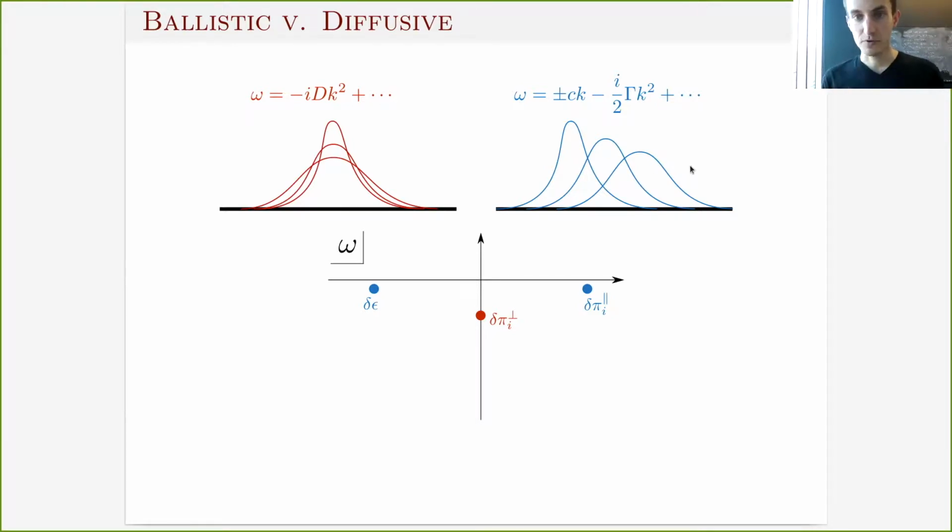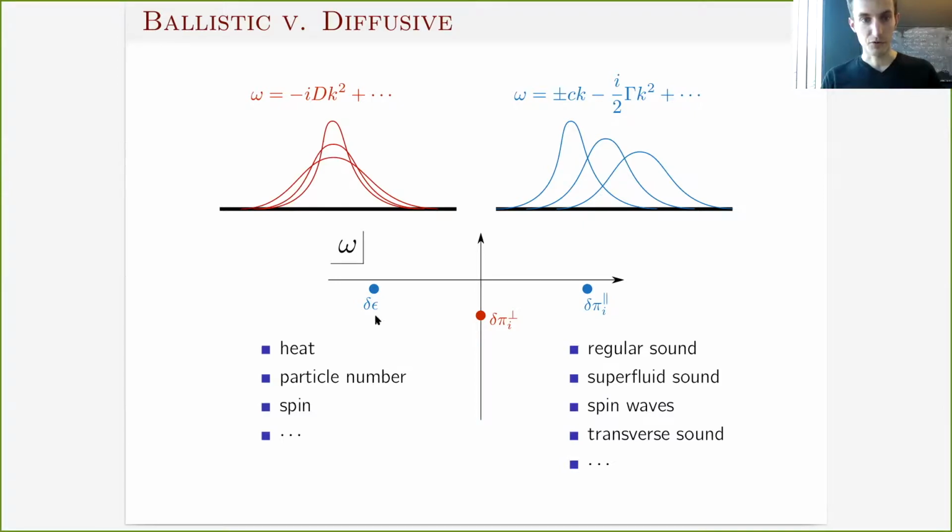These types of modes arise all over the place in many different types of systems. Diffusion describes the physics of heat in basically any material, but also in some cases particle number or things like spin. And sound is also very common. I'm using sound to communicate right now. In superfluids, there's another type of sound mode, and there are also sound modes in systems with spontaneously broken symmetries, transverse sound in a solid, and so on.